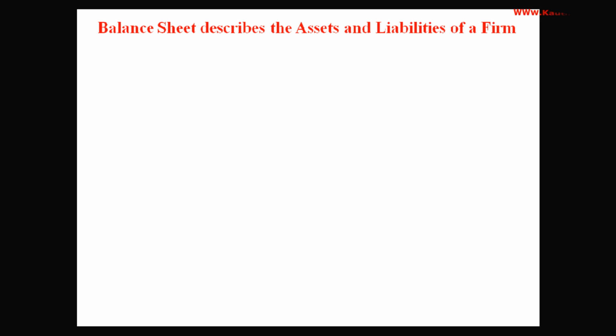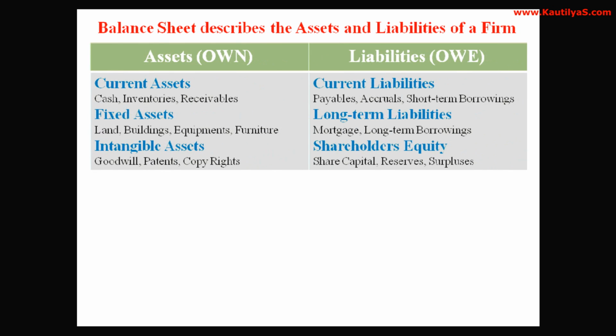Now I describe to you the balance sheet. The balance sheet contains assets and liabilities. Assets are those which a company owns, and liabilities are those which a company owes. Assets are further categorized into three categories: current assets, fixed assets, and intangible assets. Cash, inventories, and receivables are examples of current assets, whereas land, buildings, equipment, and furniture are examples of fixed assets. Intangible assets include goodwill, patents, and copyrights.